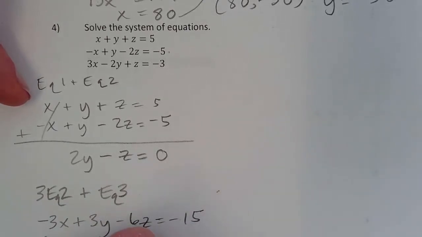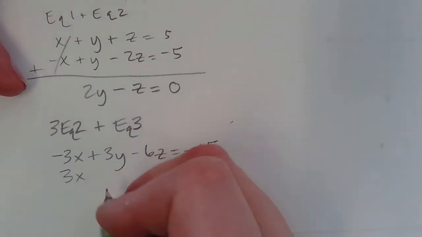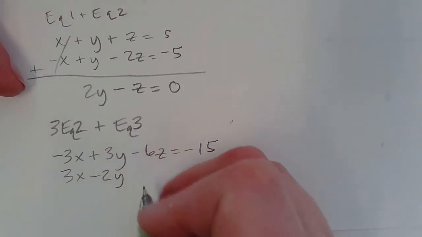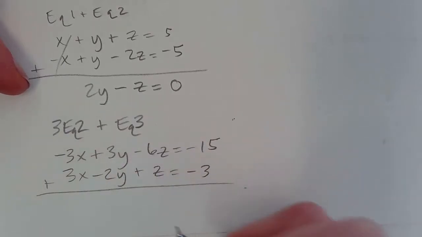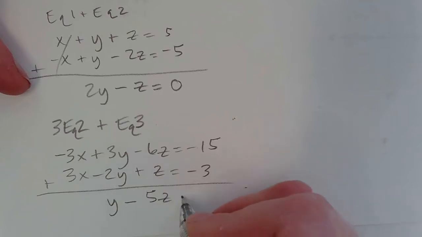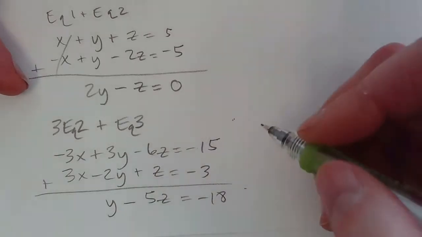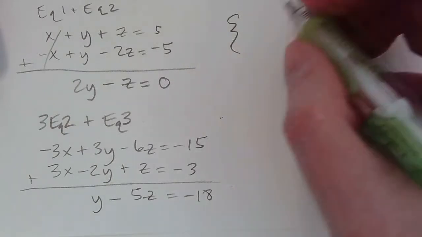And then I'm going to write down equation 3 underneath it. So notice I'm putting 2 and then 3. I'm kind of writing some directions here about what I'm doing so that somebody else could follow my work. And when we add, we get a positive y minus 5z equals a negative 18. So now I have 2 equations with only y and z. That's going to be my new system.